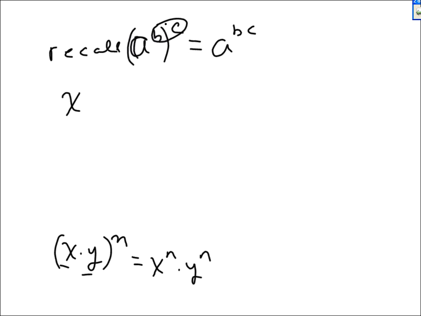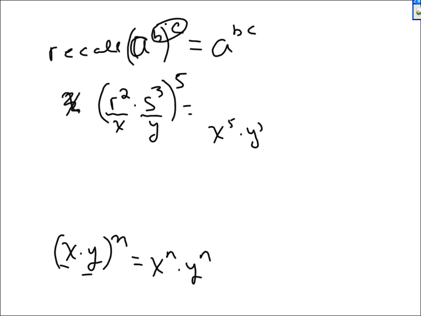Now, if the first thing, let me not call it x, if the first thing is r squared times the second thing is s cubed, if we raise this to the fifth power, well, think of r squared as x and s cubed as y. Well, we're supposed to get x to the fifth times y to the fifth. That is, we get r squared to the fifth times s cubed to the fifth. And using the rule right above, we multiply those powers. r to the 10, s to the 15.